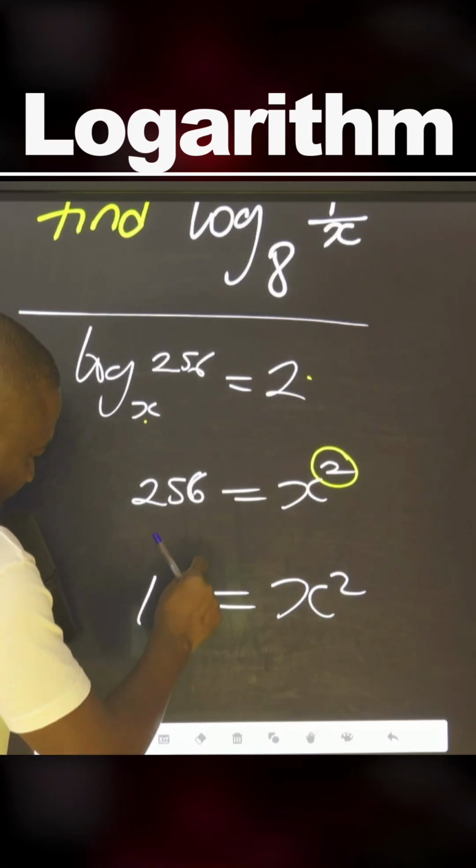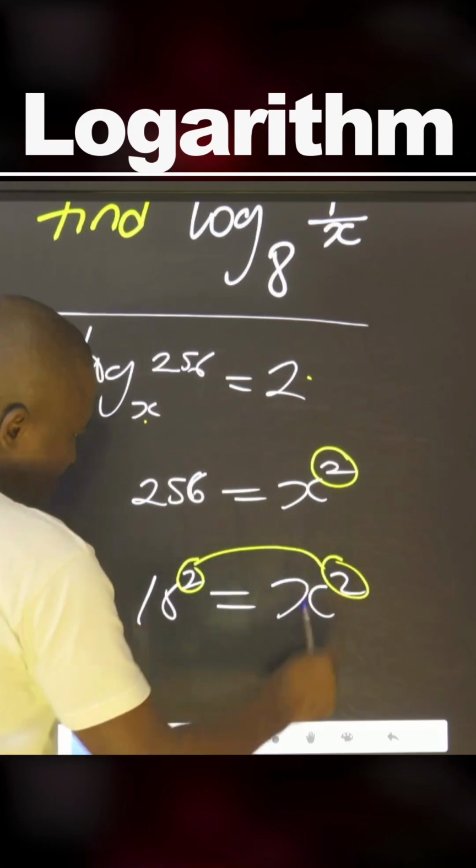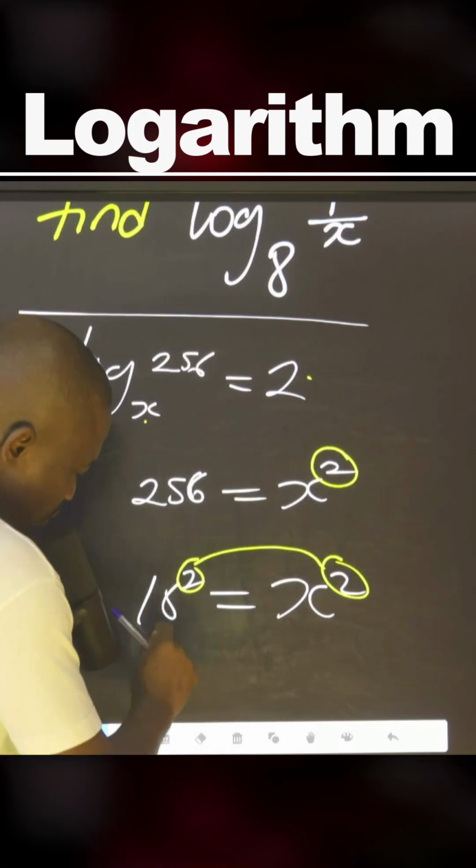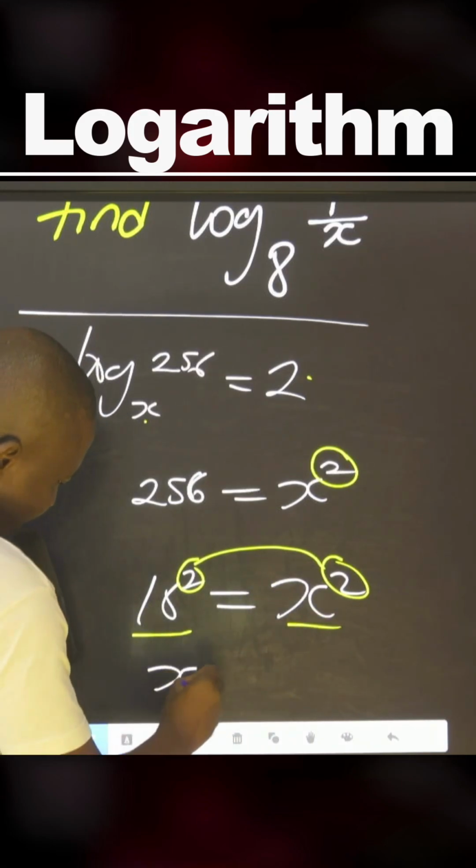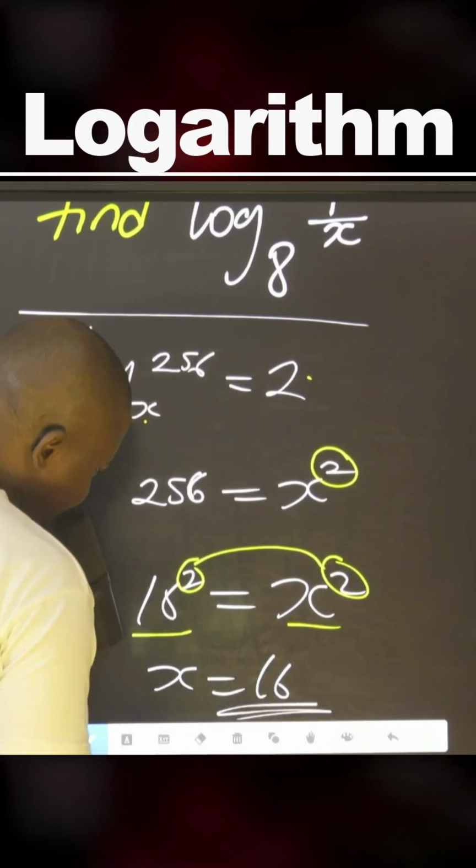Now, as you can see, this and this are the same. That is, the children are the same, so the parents are equal. So S equals 16. This is the first step.